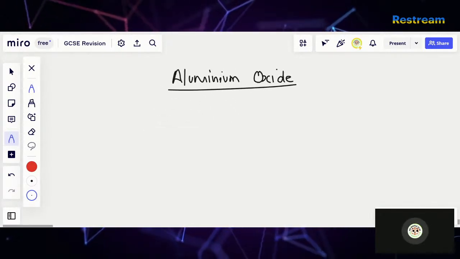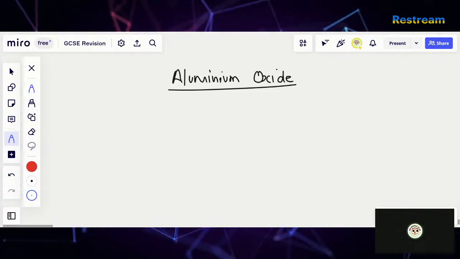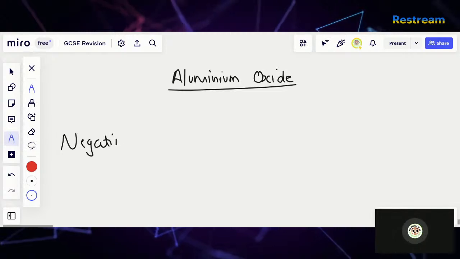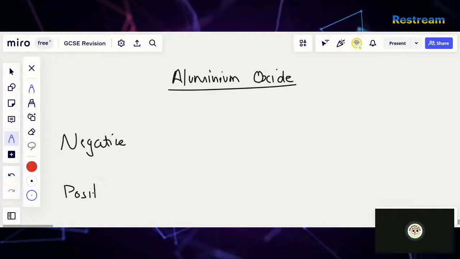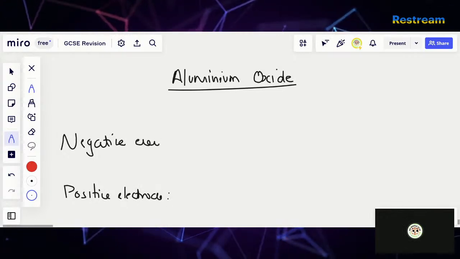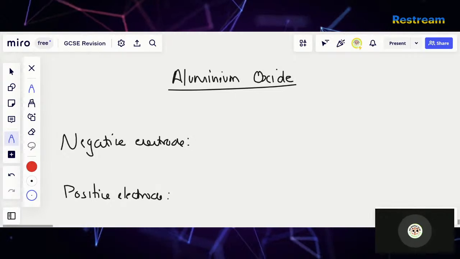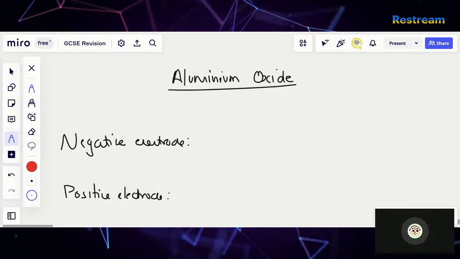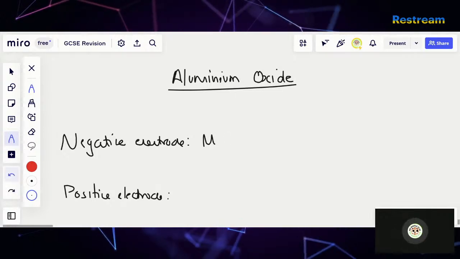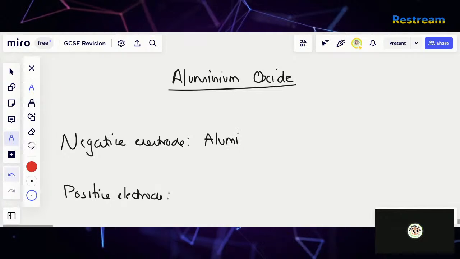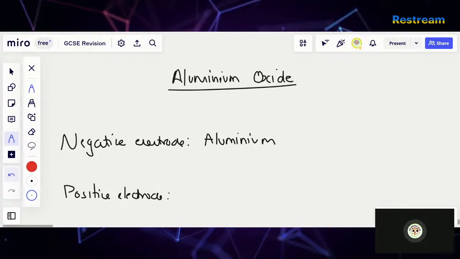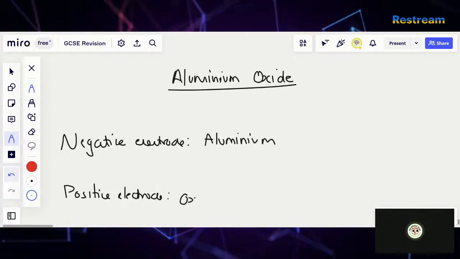We have to talk about each stage of electrolysis. So this means we have to talk about what happens at the negative electrode and what happens at the positive electrode. Now remember our rules. We said that the metal always goes to the negative. So metal goes to the negative. And in this case, what is the metal? Aluminium. And then what happens at the positive? The non-metal goes to the positive. And the non-metal here is oxygen.